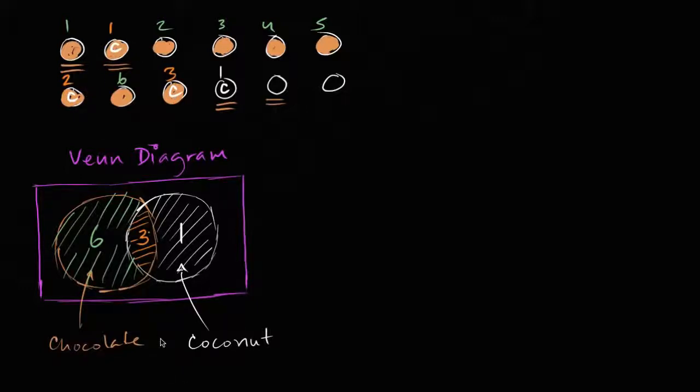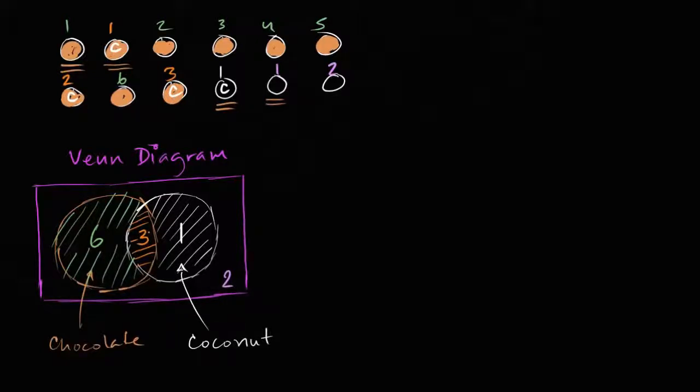And then the last thing we'd want to fill in, because notice 6 plus 3 plus 1 only adds up to 10. What about the other 2? Well, the other 2 are neither chocolate nor coconut. Actually, let me color this. So that's 1, 2. These are neither chocolate nor coconut. And I could write these 2 right over here. These are neither chocolate nor coconut. So that's one way to represent the information of how many chocolates, how many coconuts, and how many chocolate and coconuts, and how many neither. But there's other ways that we could do it.